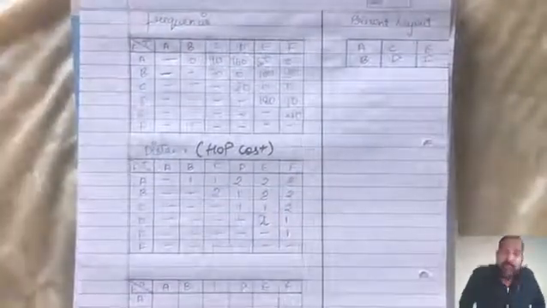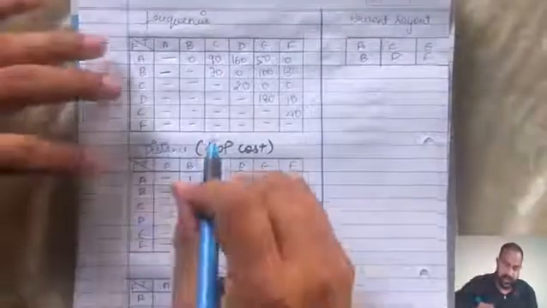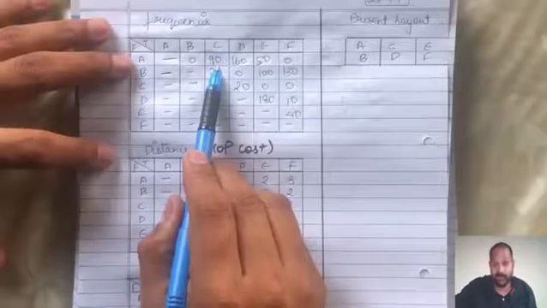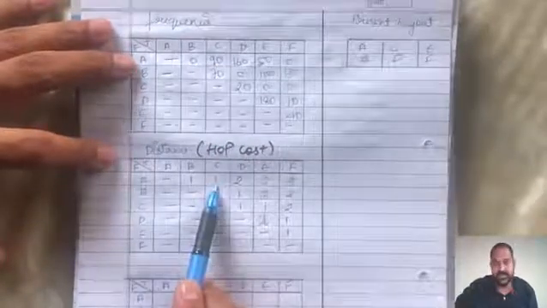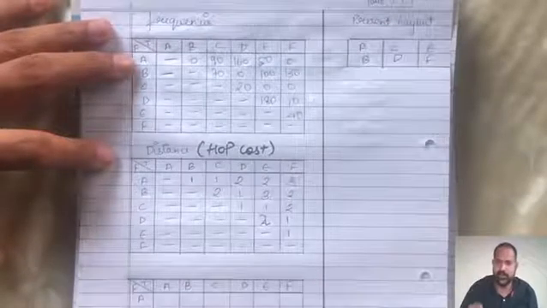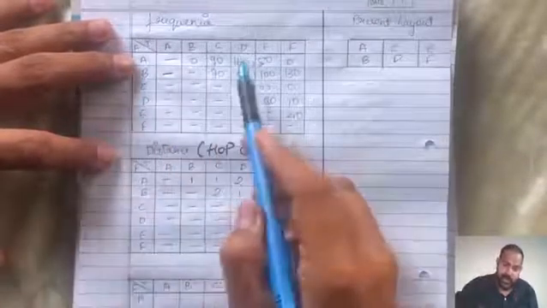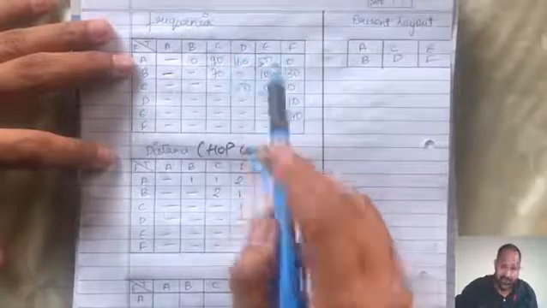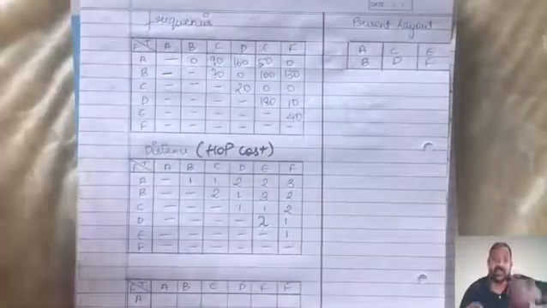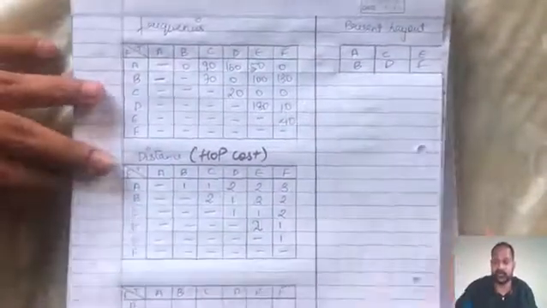Now what does this mean? What it means is that I have to go from A to C 90 times in a day, and the distance is 1 unit. So what is the total distance covered? 90 units. But from A to D I have to go 160 times and the distance is 2 units. So the total distance traveled is 160 into 2, which is 320 units.